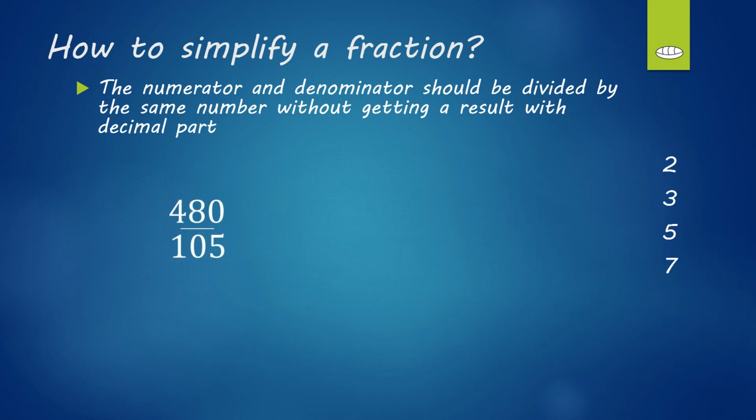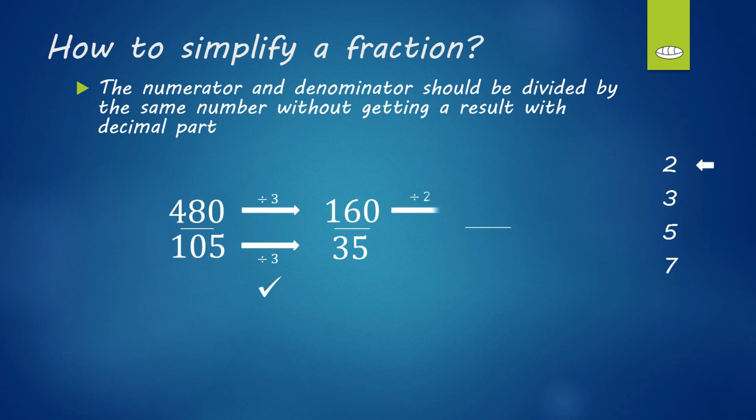Now, this is another example. First, we try with number 2 and find out that it is not working. So, it is necessary to change and try with number 3, in this case we get a valid fraction. Now, use the number 2 again for this fraction and discover that it is not valid.